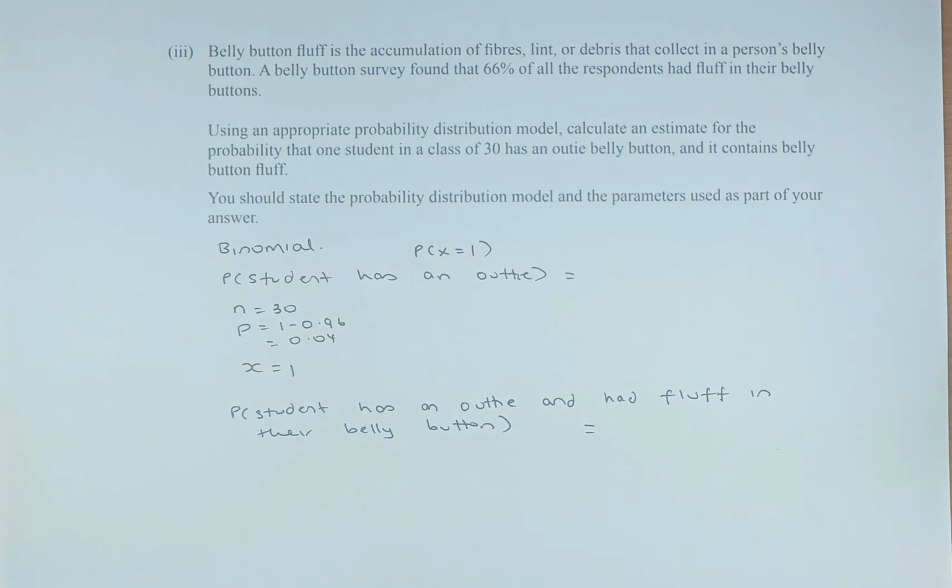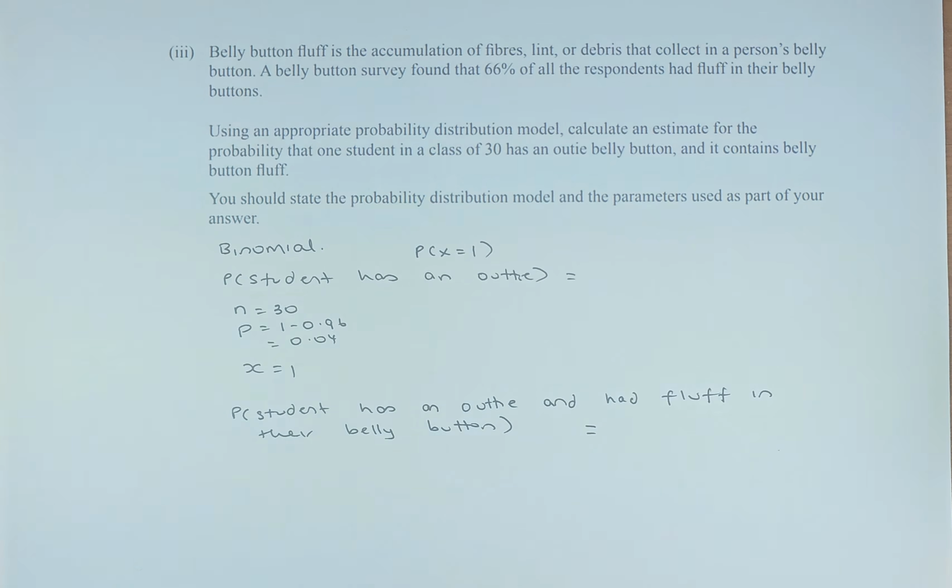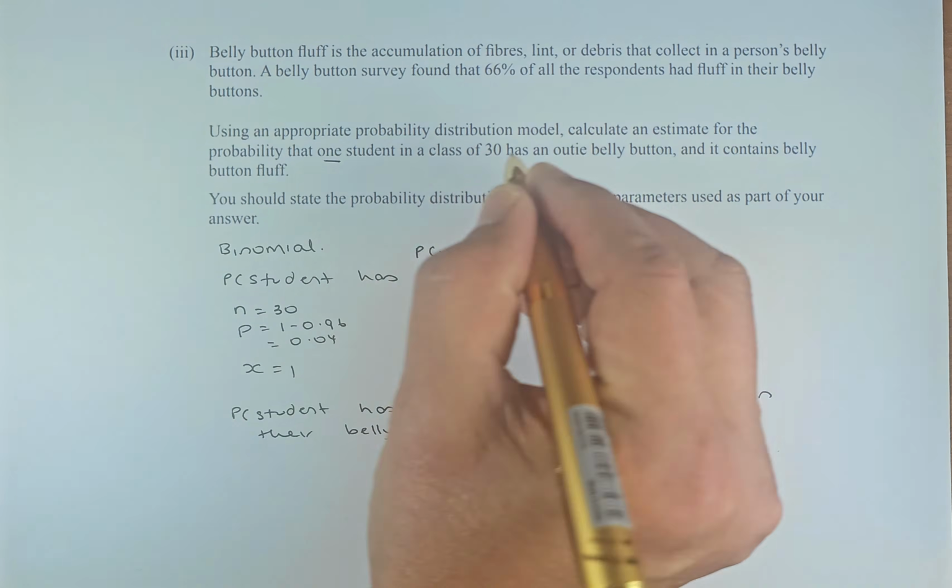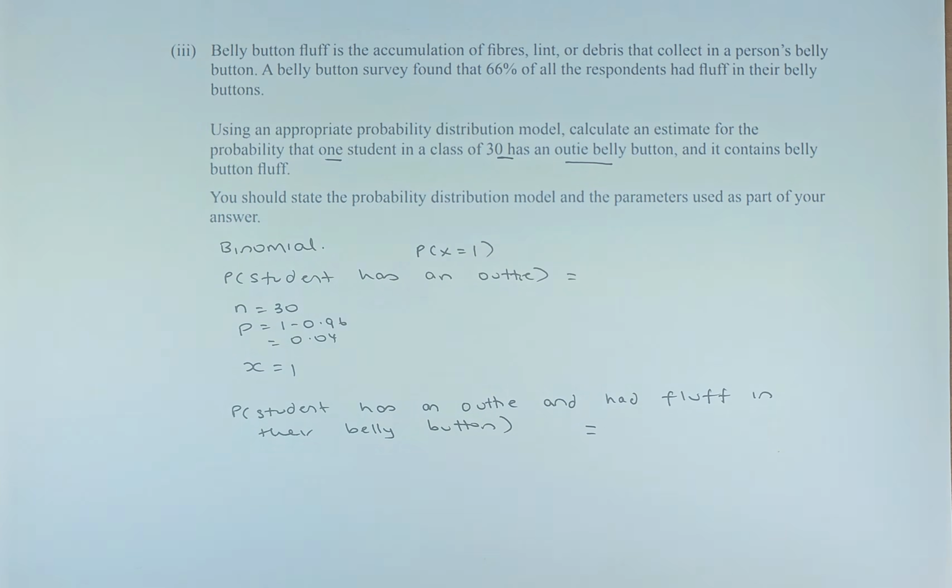Okay, last question, part 3 is going to be like this, okay? So we are going to use the calculator again. So I'll just bring the calculator later on. Belly button fluff is the accumulation of fibers, thread and debris collected in a person's belly button. A belly button survey found that 66% of all respondents had fluff in their belly button. Using an appropriate probability distribution, calculate the estimate probability that one student in a class of 30 has an outie belly button and it contains belly button fluff. You should state the probability distribution and the parameters used as part of your answer.